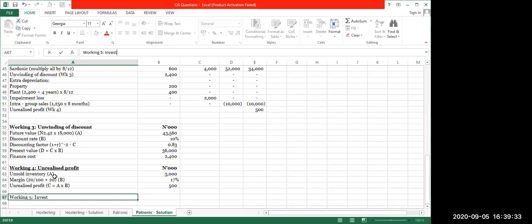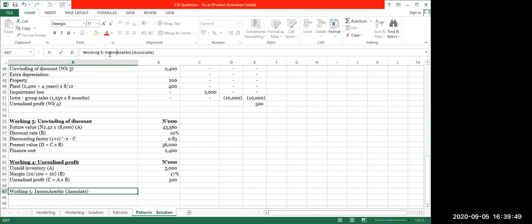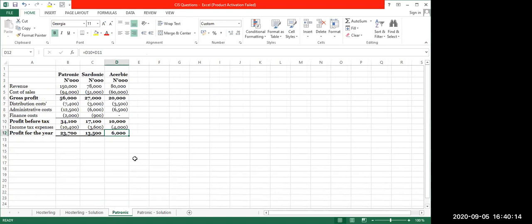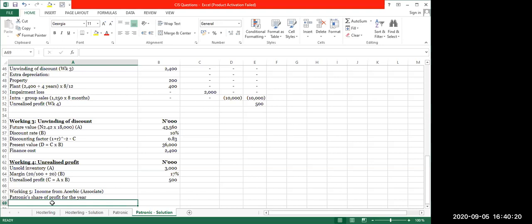Investment in Acerbic, and Acerbic is our associate. No, sorry, income from associates. Don't forget, the first line in getting the income is to say parent share. The parent in this case is Patronic's share of profit for the year. Profit or loss for the year, as the case may be. Let's even see what the associate made. Oh, the associate this time earned a profit of 6,000. So it's simple. We say 6,000 multiplied by 30%. No proration, because unlike the previous question we solved, this associate was not acquired during the year. So we can just say 6,000 multiplied by 30%, which is our stake in the associate.